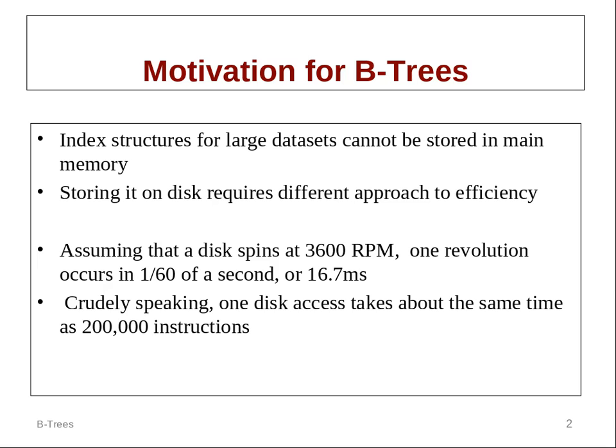It's absurd. So if a disk spins at 3,600 RPMs, one revolution occurs in 1/60 of a second, or 16.7 milliseconds. Not microseconds, not nanoseconds, milliseconds. If you have a 1 gigahertz processor, it's doing something every nanosecond. So it's more than a gigahertz, it's doing it in less than a nanosecond. And your disk is going to take 16.7 million of those cycles just to move the silly disk.